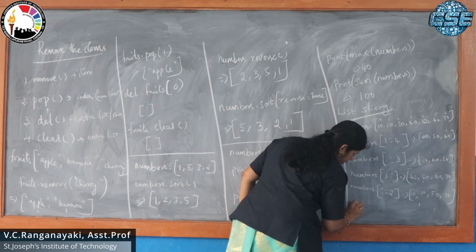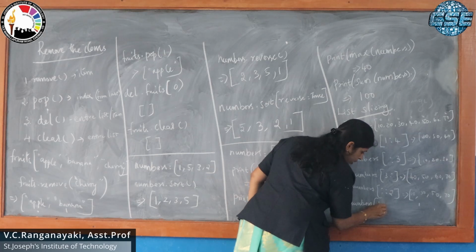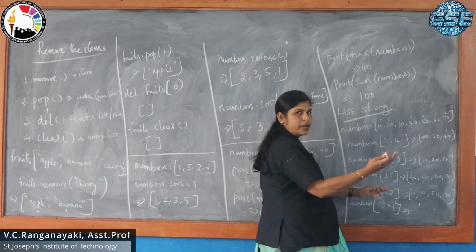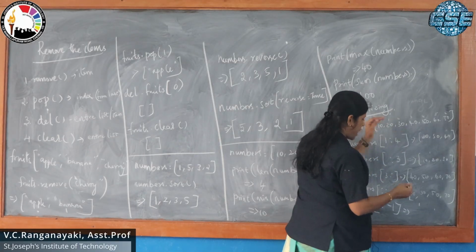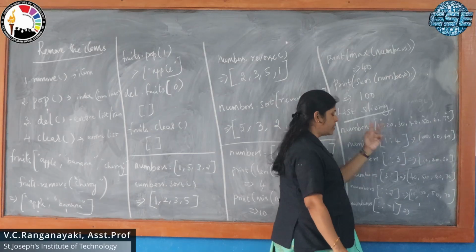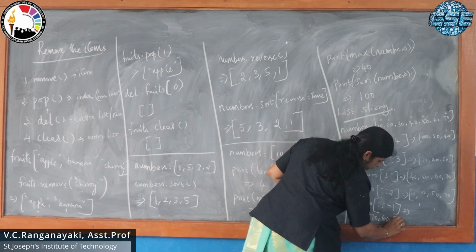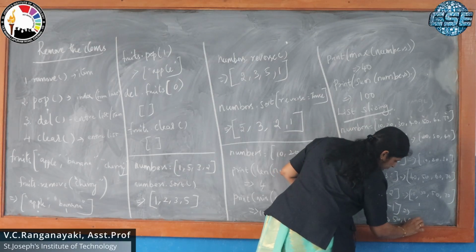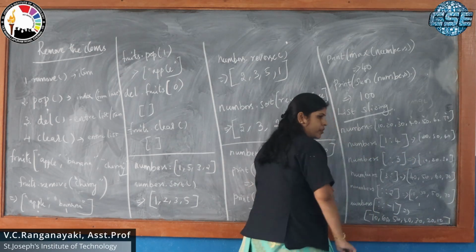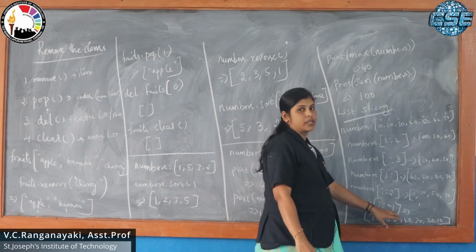Next, numbers[::-1]. If I give it like this, the list will be reversed. If I give a negative slicing, the list will be reversed. So 70, 60, 50, 40, 30, 20, 10. So the list will be reversed. The main important concept is the reversed slicing.